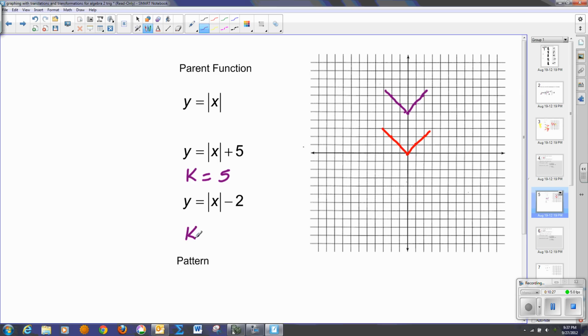In this case, k is equal to negative 2. So you might be able to guess that if I were to graph y equals the absolute value of x minus 2, all the points would move down 2. And so my new graph would look something like this. But you'll notice each of these graphs, if I slid them on top of each other, perfectly match because they have a pattern of 0, 0, 1, 1, 2, 2. On both sides, I can even go negative 1, 1, and negative 2, 2.